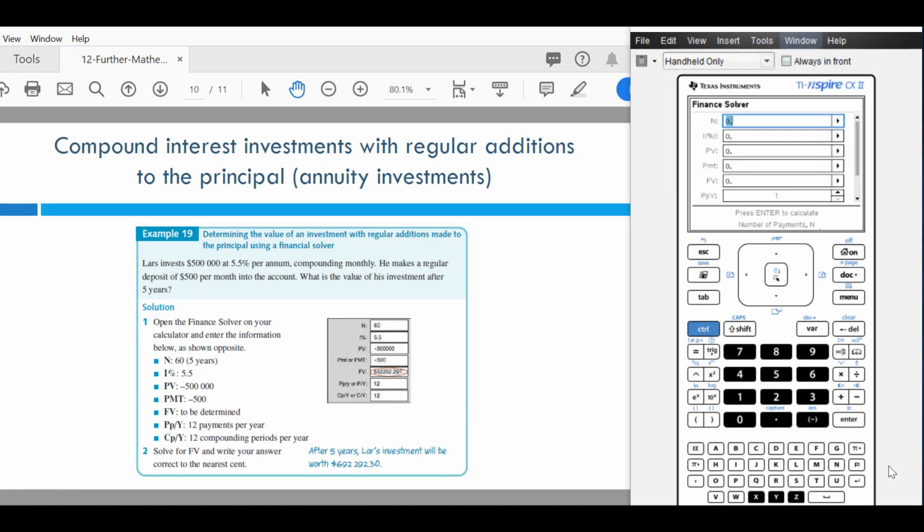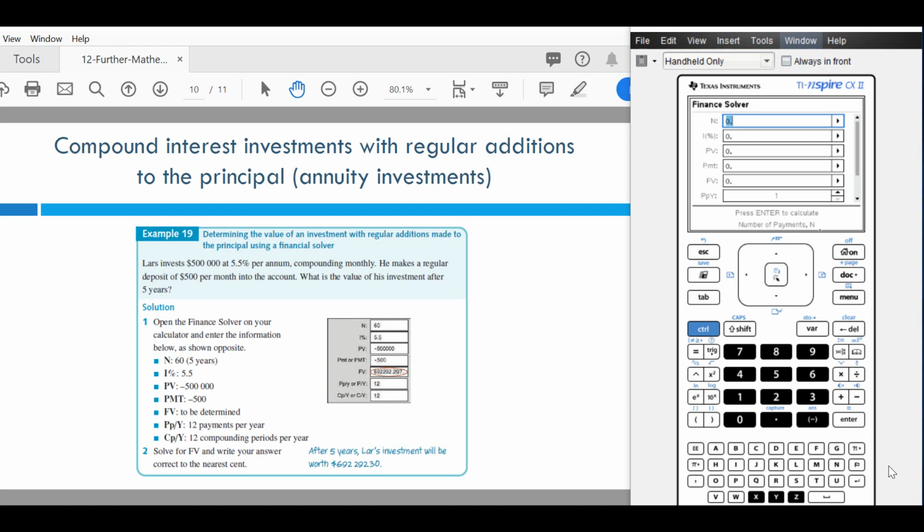So let's have a look at using Financial Solver to do a compound interest investment with regular additions to the principal, known also as annuity investments. Lars, not Lara, by the way, invests $500,000 at 5.5% per annum compounding monthly. He makes regular deposits of $500 per month into the account. What is the value of the investment after 5 years?